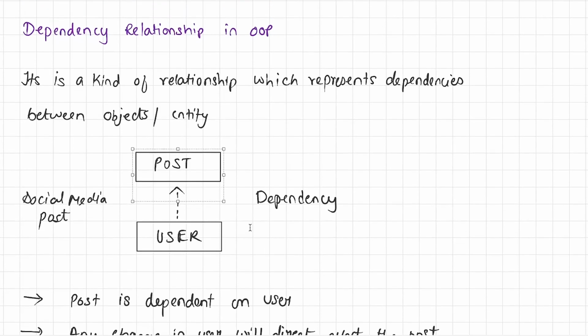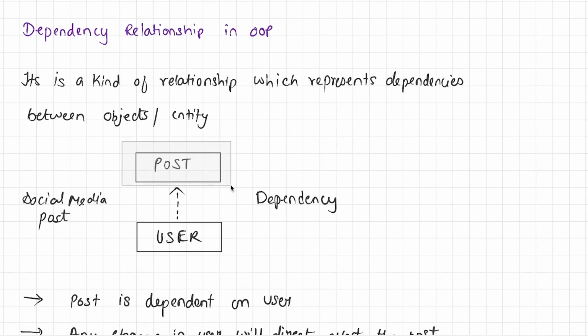So this type of relationship where one object depends on another object, we call it dependency relation, okay? And we represent this type of relation using an arrow and dotted line. So guys, now I hope you understood dependency relationship very well.